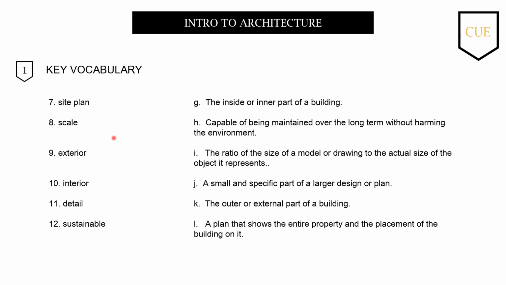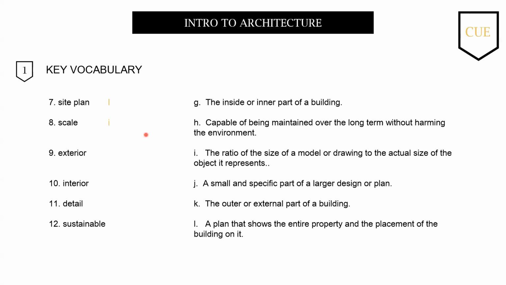Okay, we are back, and we are going to go ahead and match the vocabulary word to the definition. Site plan. L, a plan that shows the entire property and the placement of the building on it. Number 8, scale. I, the ratio of the size of a model or drawing to the actual size of the object or building that it represents.